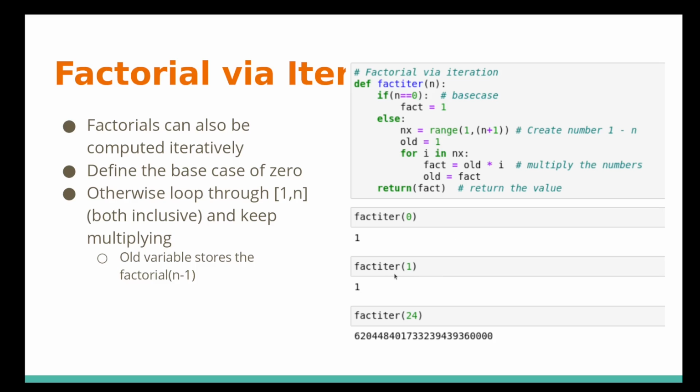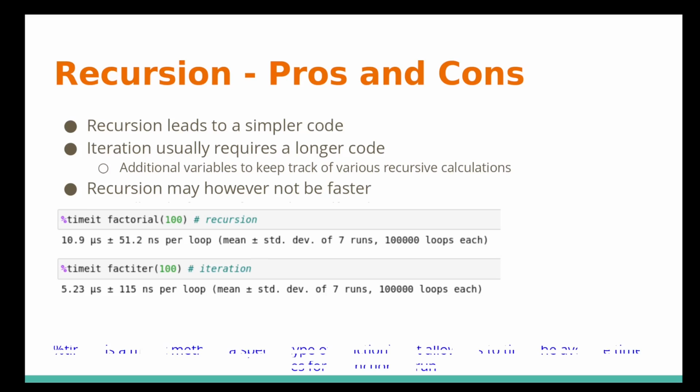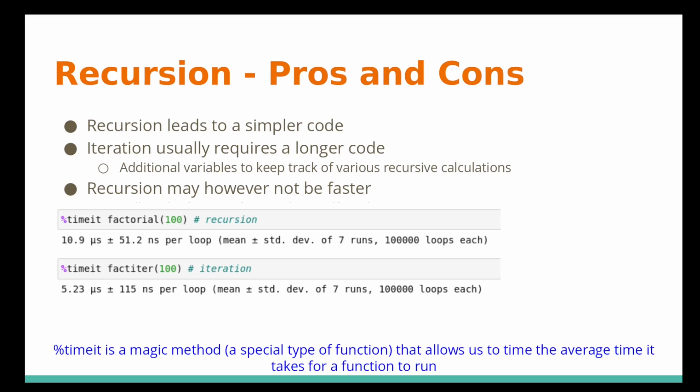If I put 1, I get 1, and if I put 4, I get 24. So you can see that you can do recursion as iteration, although the code tends to be a little longer than simply using the recursive function. Recursion leads to simpler code, whereas iteration typically requires longer code. It also requires more storage because we are storing additional variables to keep track of those calculations.